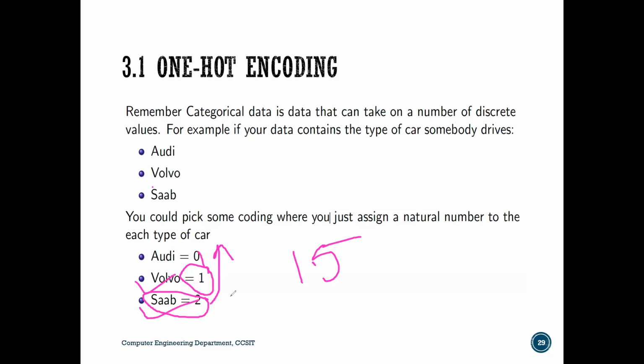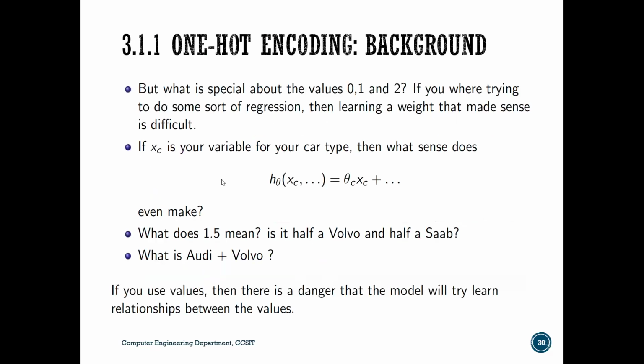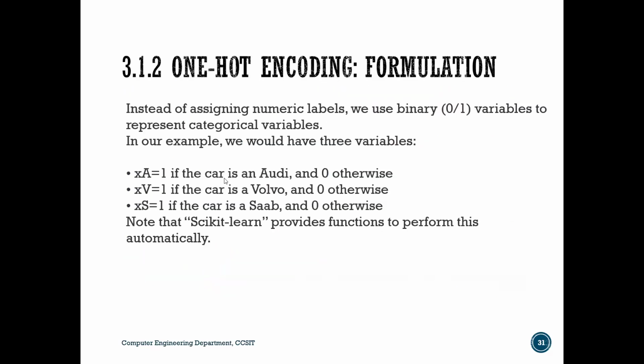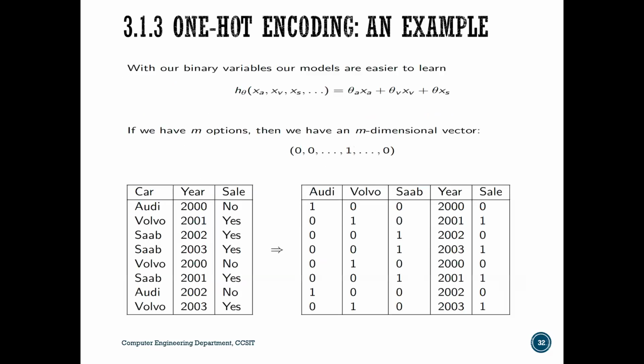So based on this encoding, the model will get confused. The model will not give us a very good result in such a condition. So you can see, that's why it's not a good choice to assign 0, 1, 2. So what we should do here is, if I have an Audi car, I am going to use 1 and the other values will be 0 for the other cars. And if I'm talking about Volvo, then Volvo will be 1 and the others will be 0.